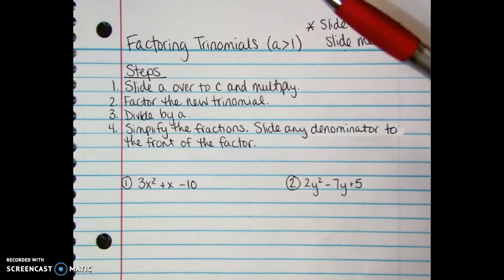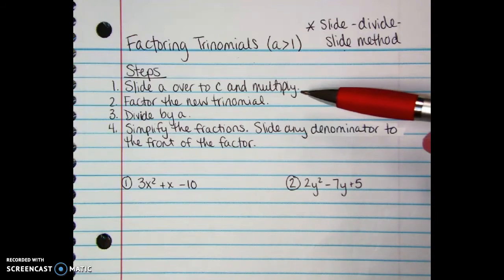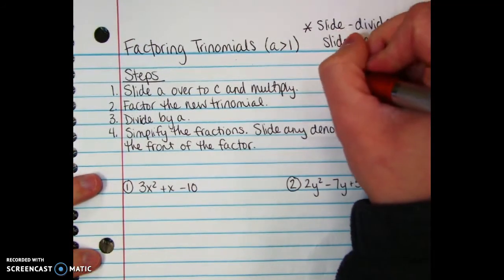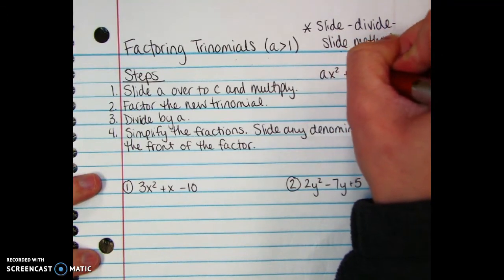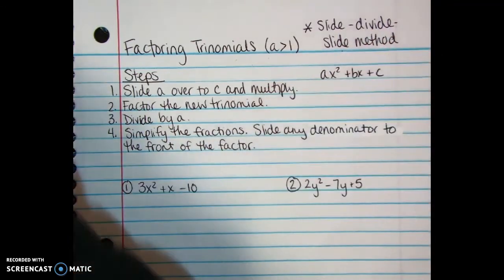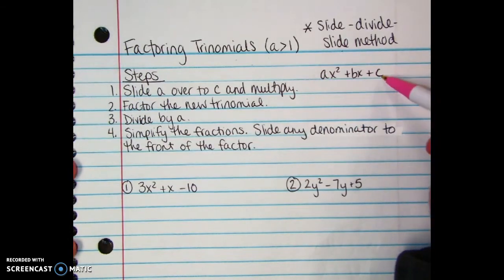But step 1 is to slide a over to c and multiply. And I will explain what all of this means. Remember, it's ax squared plus bx plus c. So you would slide the a over and multiply with the c.